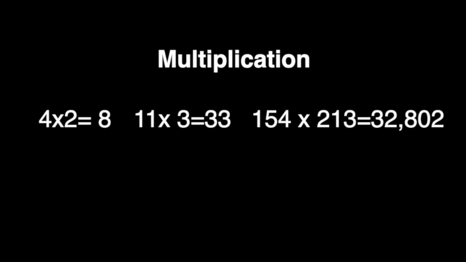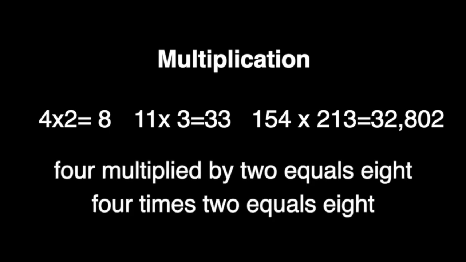Multiplication. Multiplication is putting together groups of numbers. For example, we can say 4 multiplied by 2 equals 8. 4 times 2 equals 8. Let's look at this visually. You can see one group of dots. Here is another group of dots. Here is a third group of dots. And a fourth group of dots. So you see we have 4 groups of dots. How many dots do we have? We have 8.